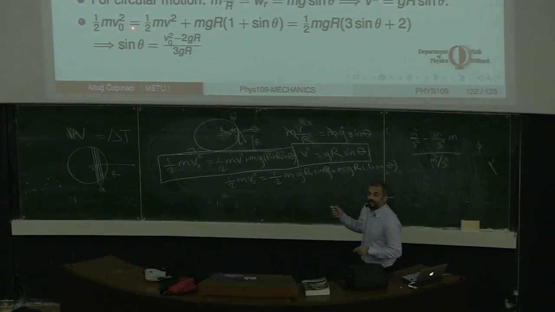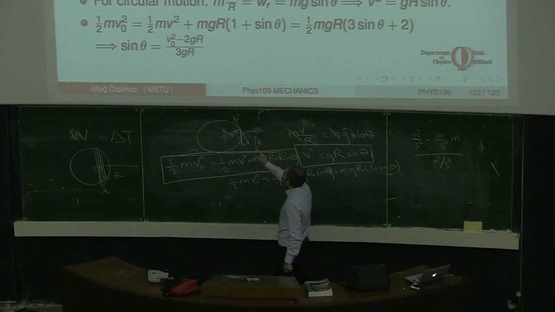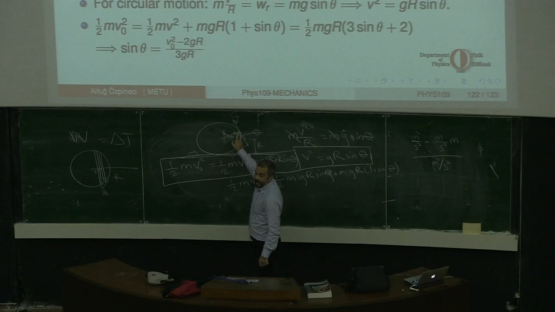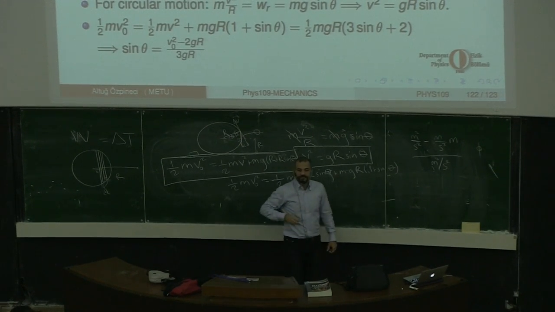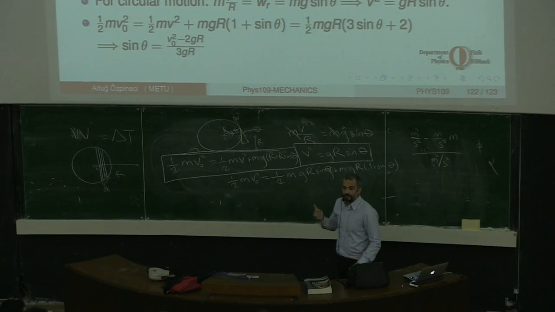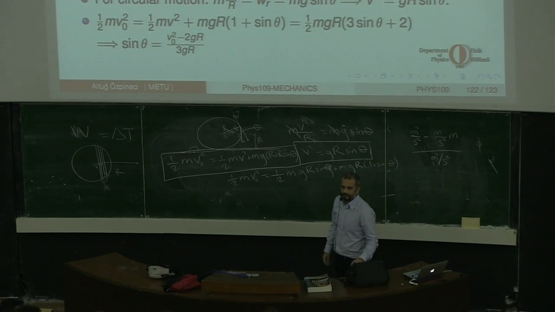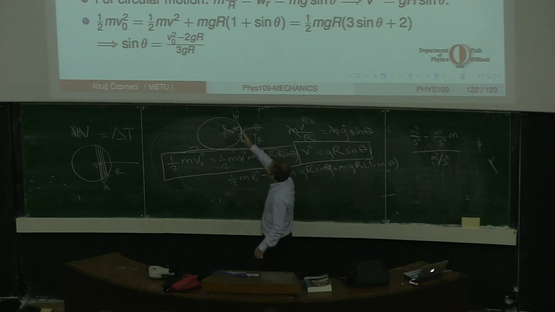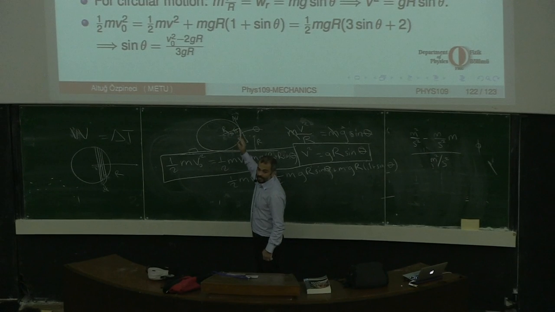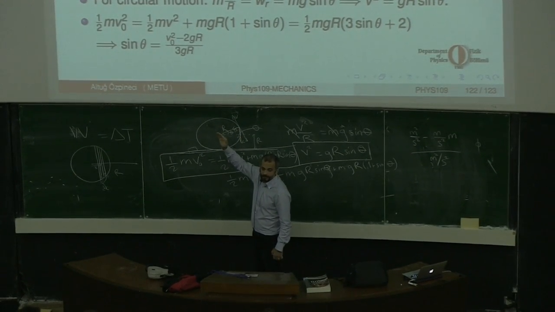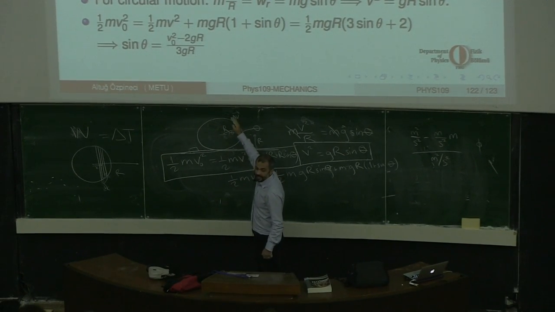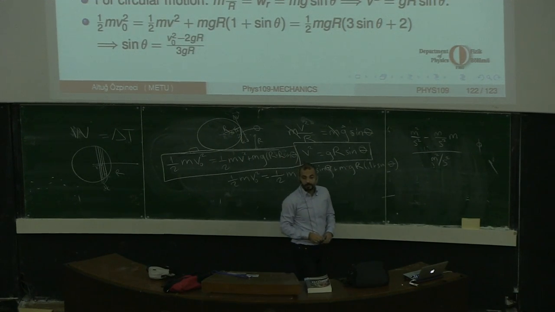Now, this angle gives me the point at which it will leave the track. Once it leaves the track, it is making projectile motion with some initial angle. Before it leaves the track, it is moving tangent to the track. So you can find the tangent to the circle, which will give you the direction of the speed at the moment it leaves.